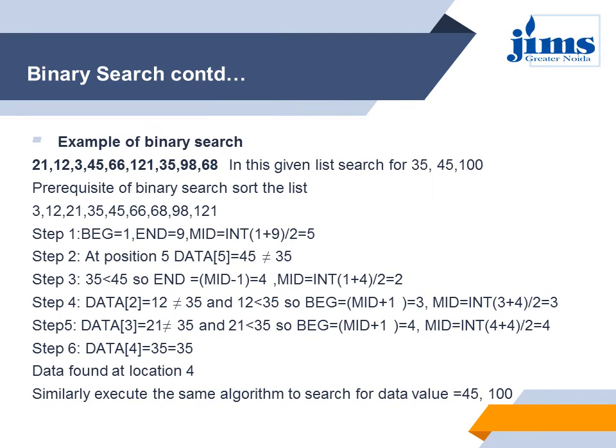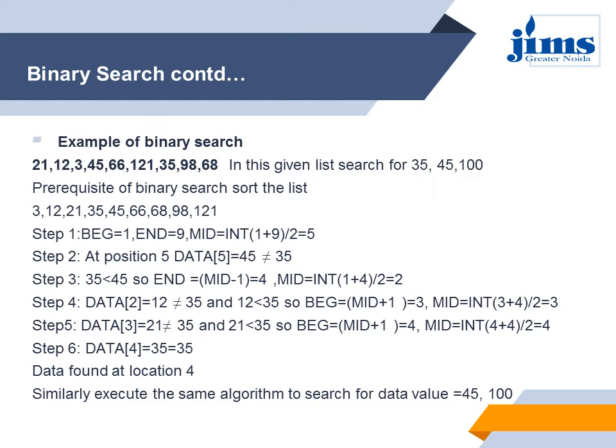Let's perform a simple example. Let's take this list which has certain elements: 21, 12, 3, 45, 66, 121, 35, 98 and 68. In this given list, we need to search for 35, 45 and 100. The prerequisite of binary search is that we need a sorted list. So we have sorted it in ascending order. Until and unless it is predefined, we always consider the sorted list to be in ascending order.